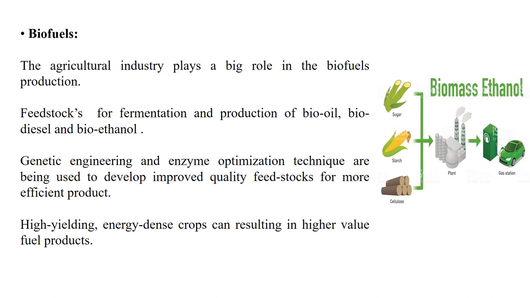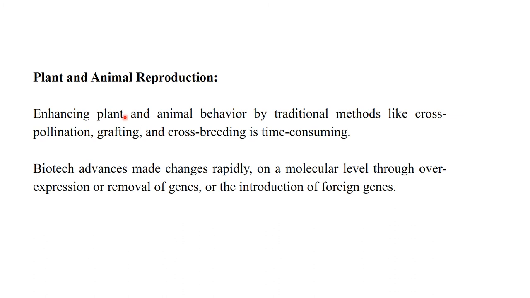Another importance or application is in plant and animal reproduction. Enhancing plant and animal traits by traditional methods like cross-pollination and grafting, these are the traditional methods. Cross-breeding was time-consuming. Biotechnology advances made changes rapidly on the molecular level through expression or removal of genes or the introduction of foreign genes. These changes can be done rapidly without wasting time.